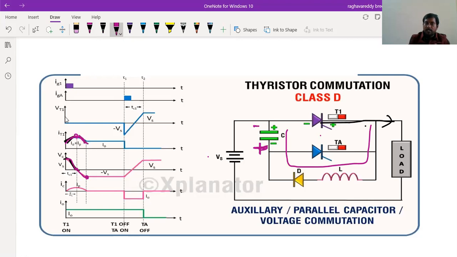And the voltage across the thyristor is always zero until the gate pulse is given to the auxiliary thyristor. If you give the gate pulse to the auxiliary thyristor, T1 will be off. Nothing but the voltage across the thyristor is open circuited, so that voltage across the thyristor T1 will exist.